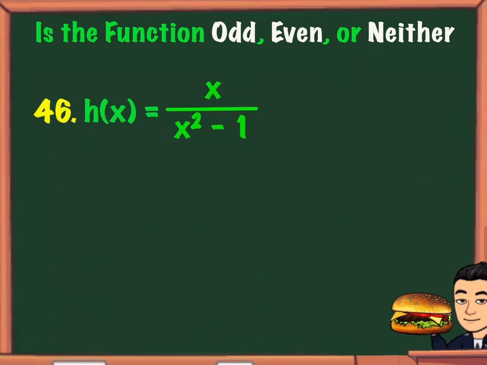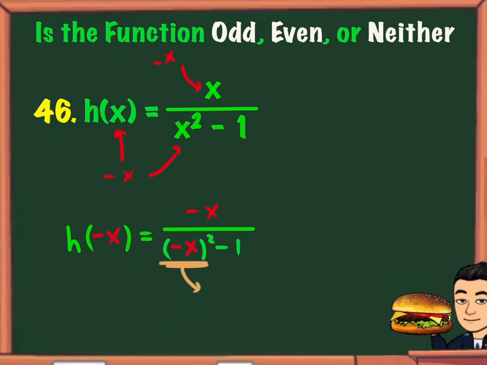For number 46, let's go ahead and plug in negative x into all the x's. You get h of negative x equals negative x over square of negative x minus 1. So for the square of negative x, this is basically saying negative x times negative x, and this is going to give you positive x squared. So you can rewrite this as negative x over x squared minus 1.